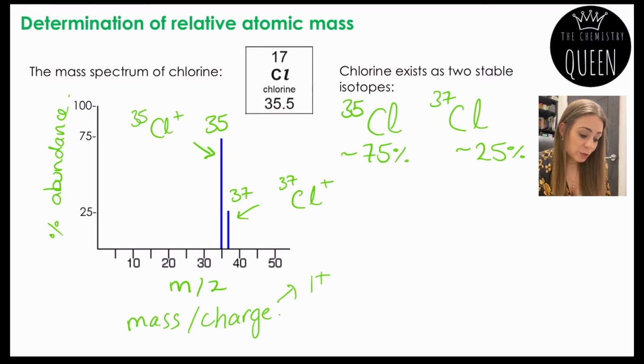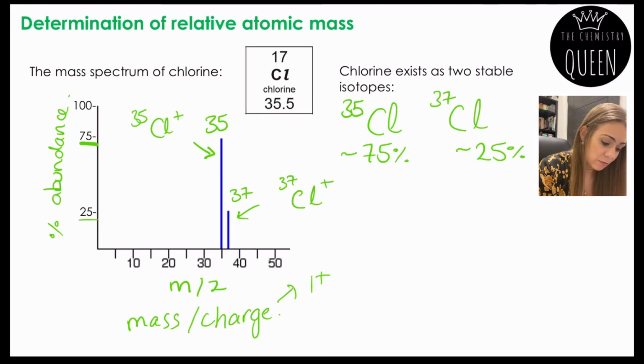The percentage abundance then gives us the percentage of how many of those atoms have that mass. So we can see that 75% of the sample had a mass of 35, and that 25% of the sample had a mass of 37. Now we can use these two numbers to calculate the relative atomic mass of chlorine. How do we do that?